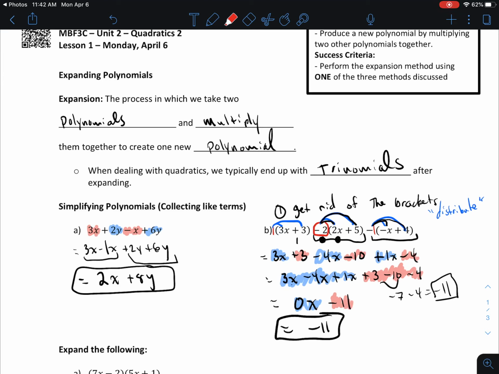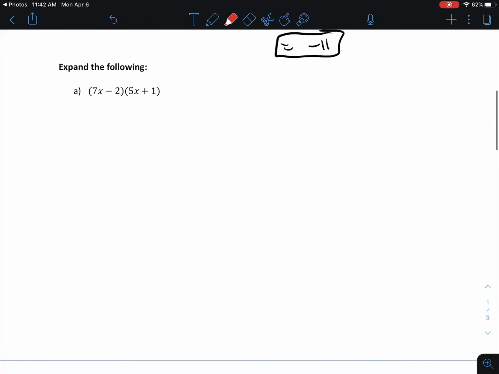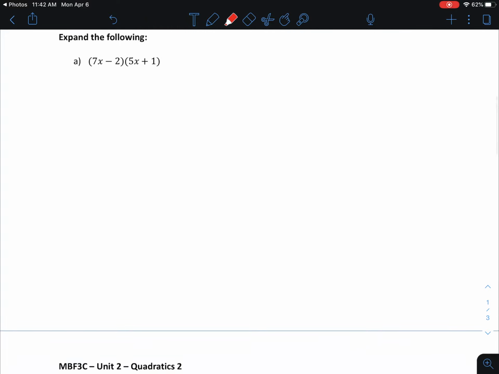Okay. So that's kind of an intro to, it's a prerequisite skill, I would say, to be able to expand, is you got to be able to collect the like terms, right? And sometimes we have brackets and you need to get rid of those brackets in order to be able to answer any questions about simplifying. Okay, so let's go down here. I'm going to show you 3 methods to do this question, and they will all give you the same answer, and you get to pick which one you like.